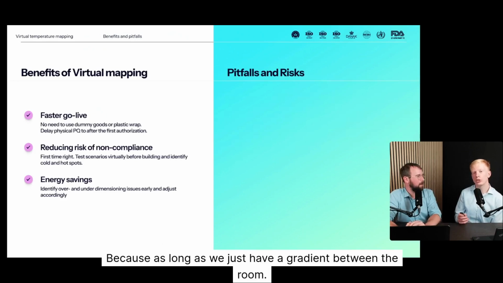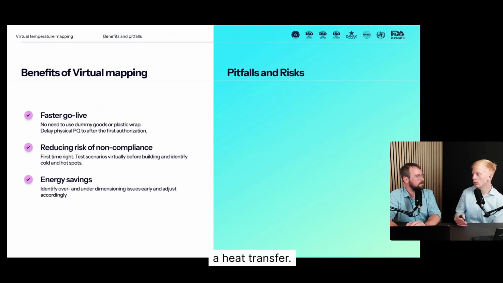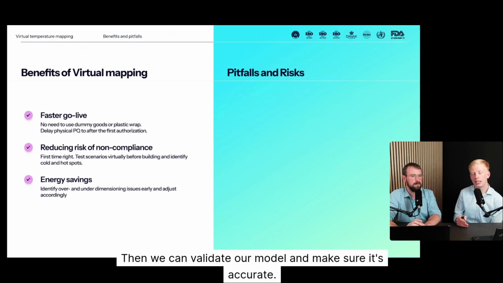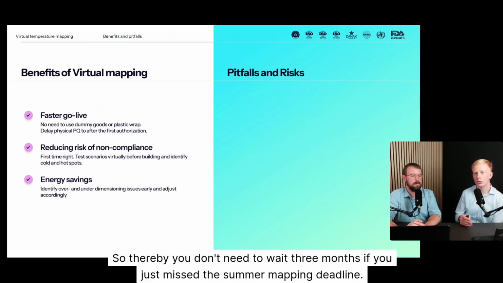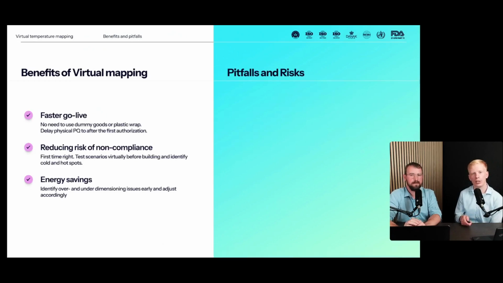As long as we have a temperature gradient between the room and the neighboring rooms or the outside, to make sure we have a heat transfer, then we can validate our model and make sure it's accurate. Thereby you don't need to wait 3 months if you just miss the summer mapping deadline. And then we talked about the risk of non-compliance, getting early indications, and also the energy savings.